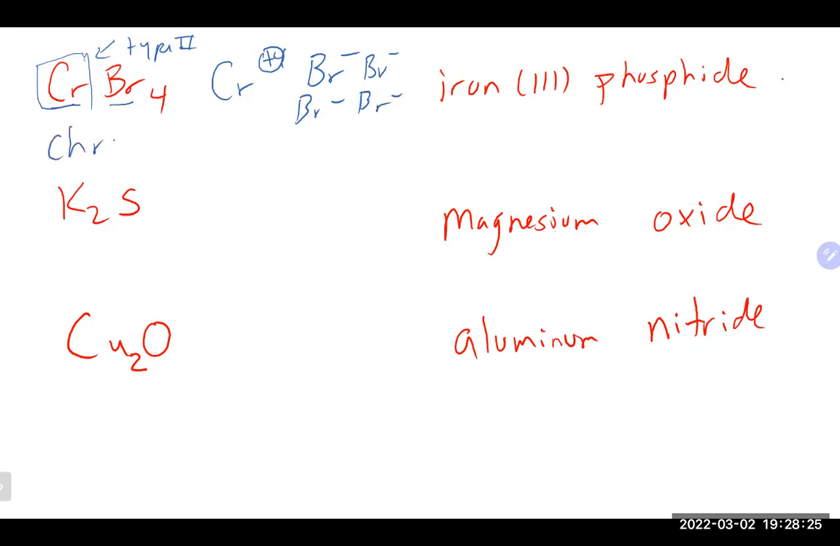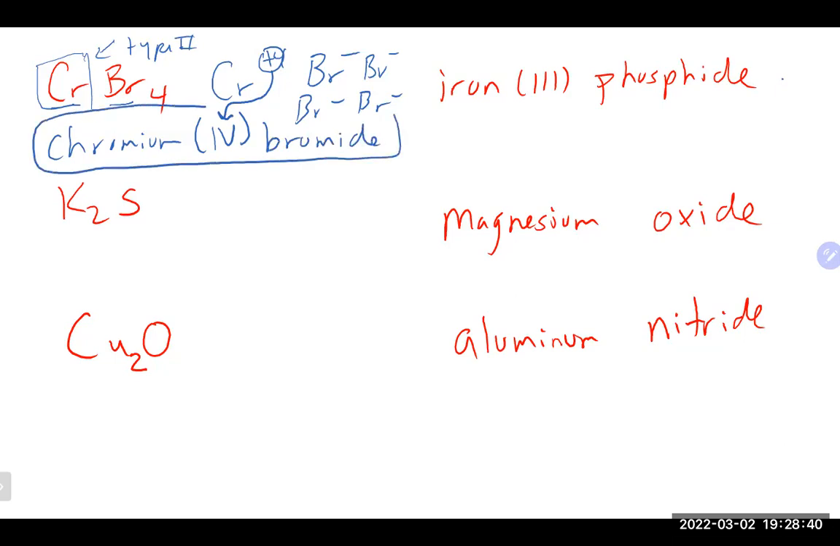We're going to go with chromium, and then a Roman numeral 4 because of the positive charge. And again, even though there's 4 of the Brs, it is just bromide at the end. Again, no prefix or anything like that. Any questions on that one there?